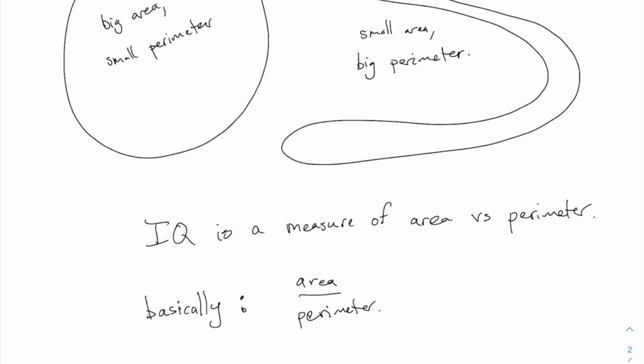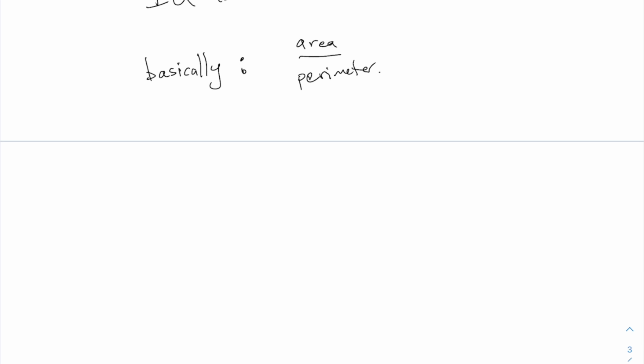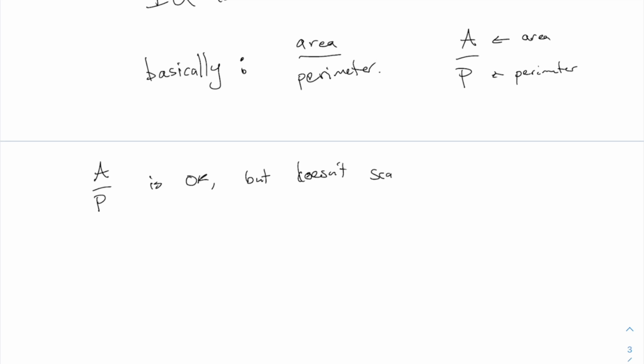Now, there are some issues. So that is not actually the formula for the isoperimetric quotient. And it's because this formula, can I just write like A divided by P? So I'm going to use A for the area, P for the perimeter. That's not the formula we're going to use because there's a problem with that. This simple version of the formula, I will say this is okay, but doesn't scale properly.